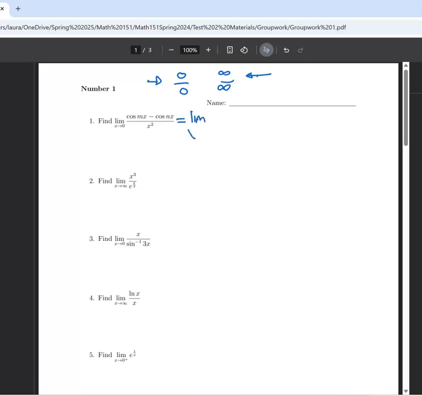So L'Hopital is not quotient rule. So I'm going to take the derivative of the numerator. So it's negative sine of mx, doing chain rule, times m. And then taking the derivative of negative cosine, I get a plus sine nx times an n all over 2x. Now if I plug in 0, you know sine of 0 is 0. So this would give me 0, and this would give me 0, and I get another 0 down here.